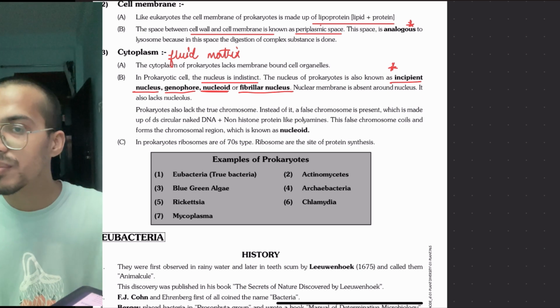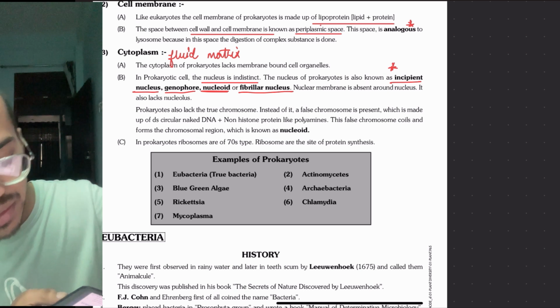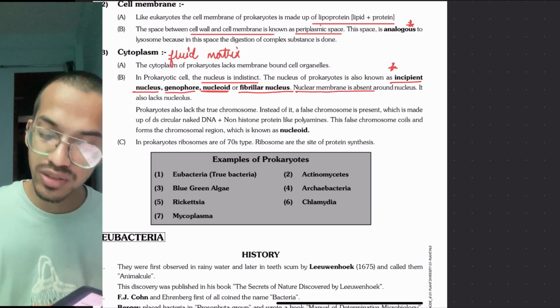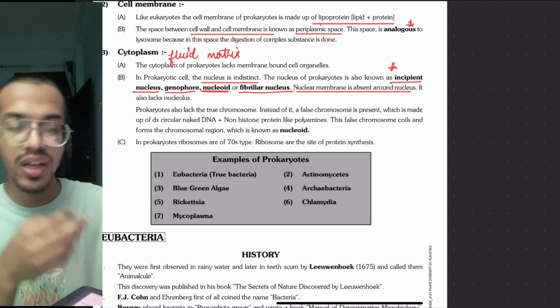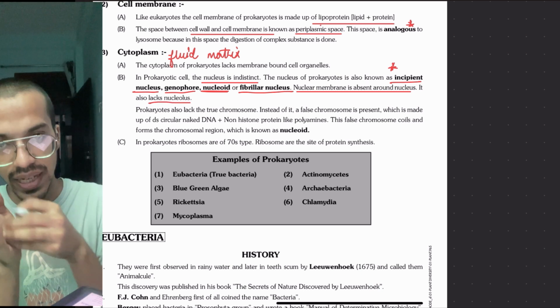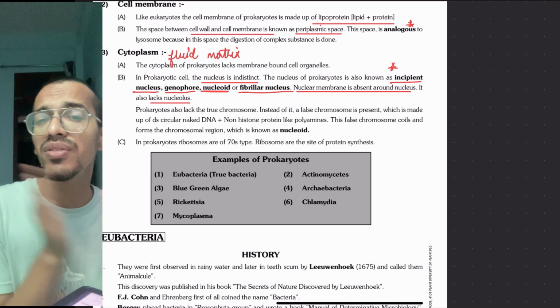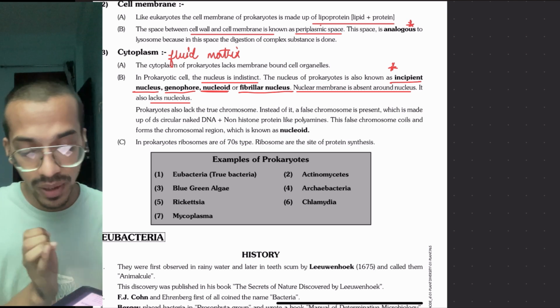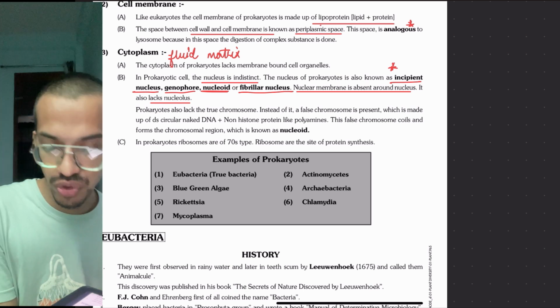Now the nuclear membrane is absent, so it is not there. Plus it also lacks nucleolus. Nucleolus is what? It is an area, a space present inside the nucleus. We will learn it much better in the cell chapter. Okay. Now the prokaryotes also lack true chromosomes.